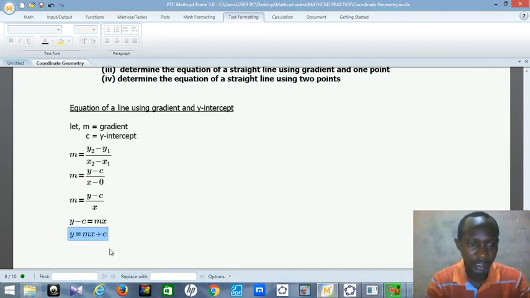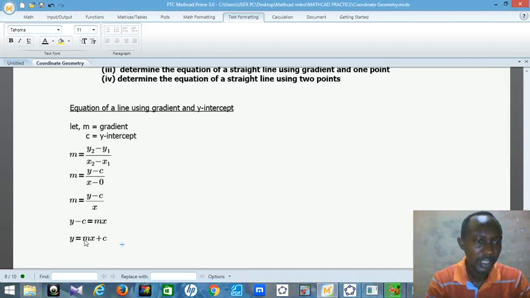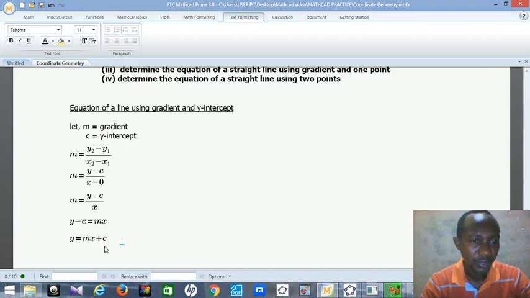So this is the equation of a straight line. y is equal to mx plus c. So when the gradient is given and the y-intercept is given, you can use this formula to calculate the equation of a line. Take note of this, it is very, very important. That is what I mean by equation of a line using gradient and y-intercept.